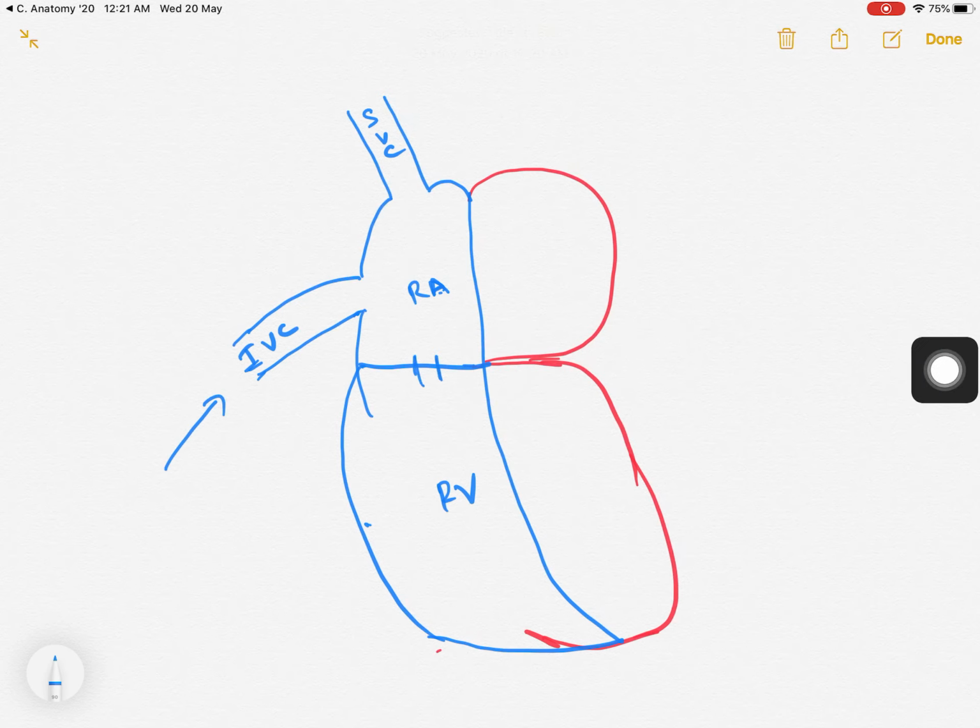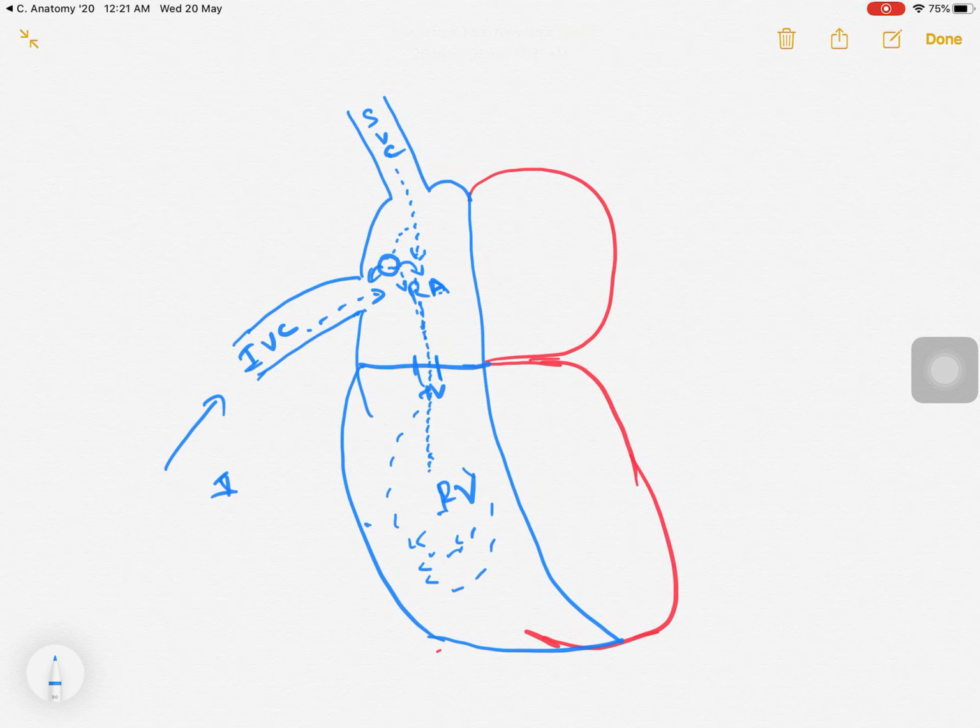So here you have the tricuspid valve, which has three cusps. Blood comes from here and drains into the right atrium, and you can also see one hole. This is called the coronary sinus, where the venous blood of the heart comes and pours inside. So all the venous blood comes to the right atrium, and then it has to come to the right ventricle. So here the venous blood is present.